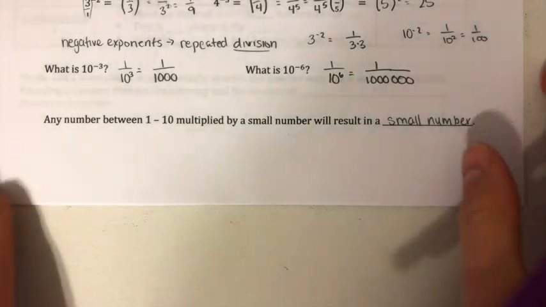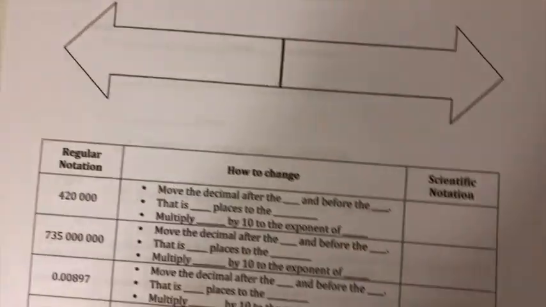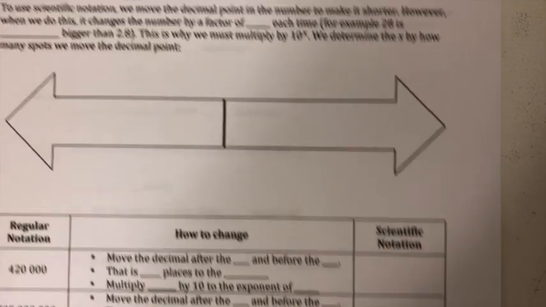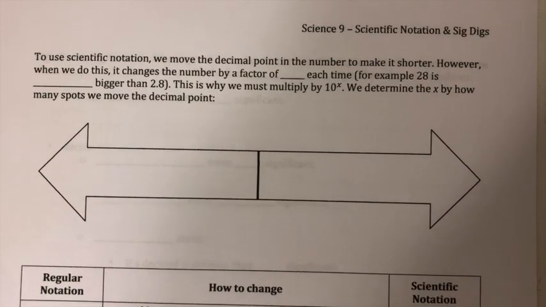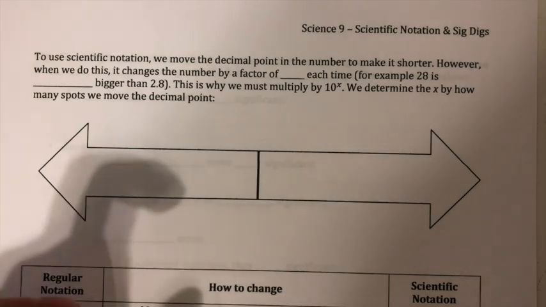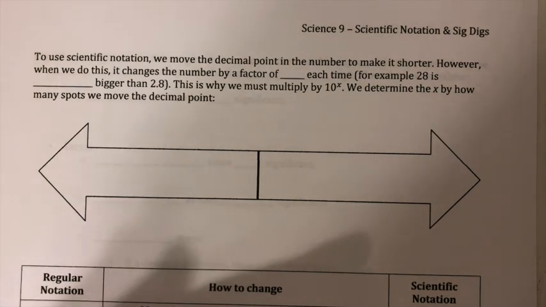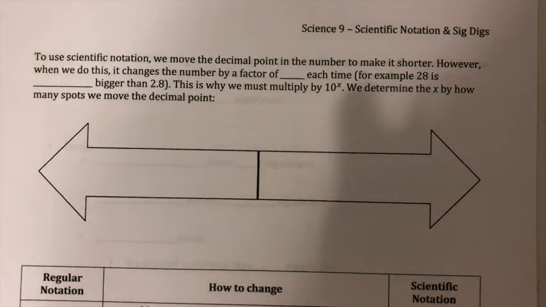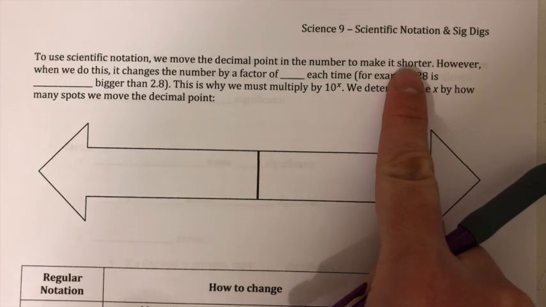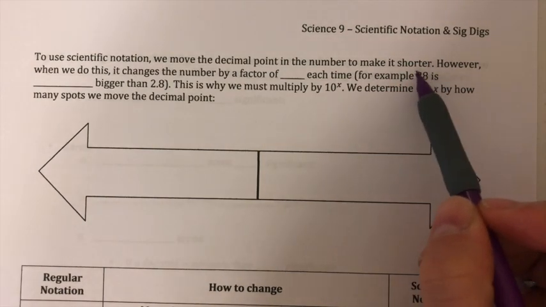Okay, so there's the theory behind this first bit of scientific notation. To use scientific notation, we move the decimal point in the number to make it shorter. Like 2.8 for 280 million, we moved the decimal point in that number to make the number shorter. So instead of writing 2, an 8, and a whole bunch of zeros, we just wrote 2.8.